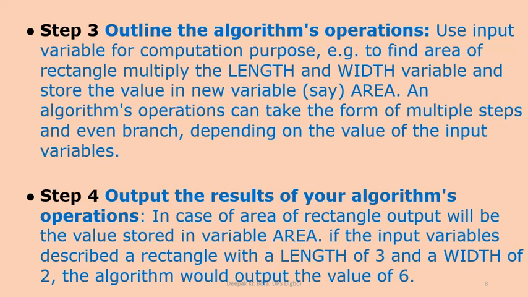Step 4. Output the result of your algorithm's operation. In case of the area of a rectangle, output will be the value stored in variable area. If the input variables described a rectangle with length of 3 and width of say 2, the algorithm would output the value of 6.